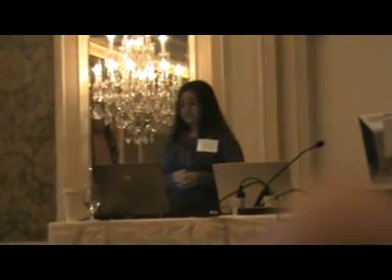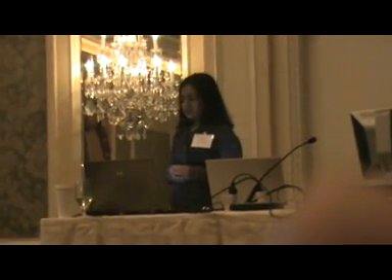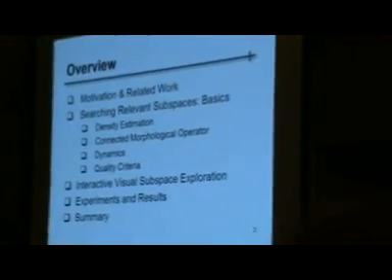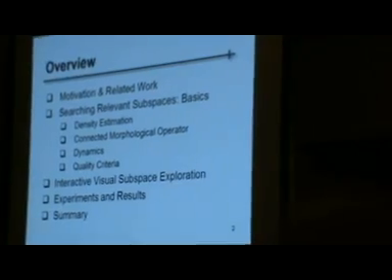And in this paper, we try to find and visualize relevant subspaces for clustering high-dimensional astronomical data using connected morphological operators. I will start my presentation by stating the motivation of our work along with some related works. After that, I will describe some concepts that are necessary to understand our work, followed by the overall working principle of our work. Then I will describe some results we obtained using our methods, and at the end I will summarize the work.